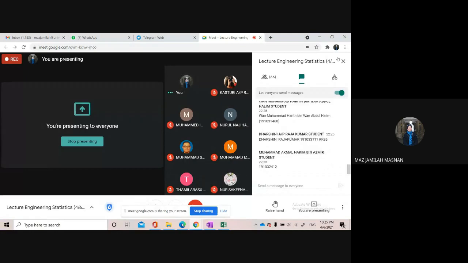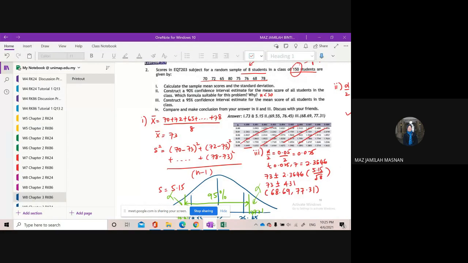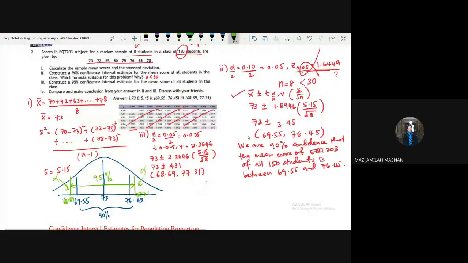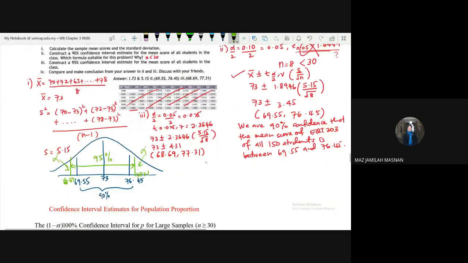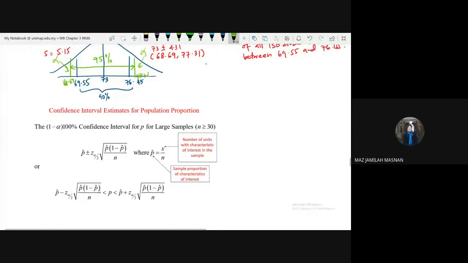Okay, thank you. I'll go back to my slide, my last part before we stop. We finish with the single estimation for population mean. Now what if we have proportion? Why is proportion involved and meaningful in our interpretation? Let's look at the concept of confidence interval estimate for population proportion. You can refer to page 82 of your textbook.